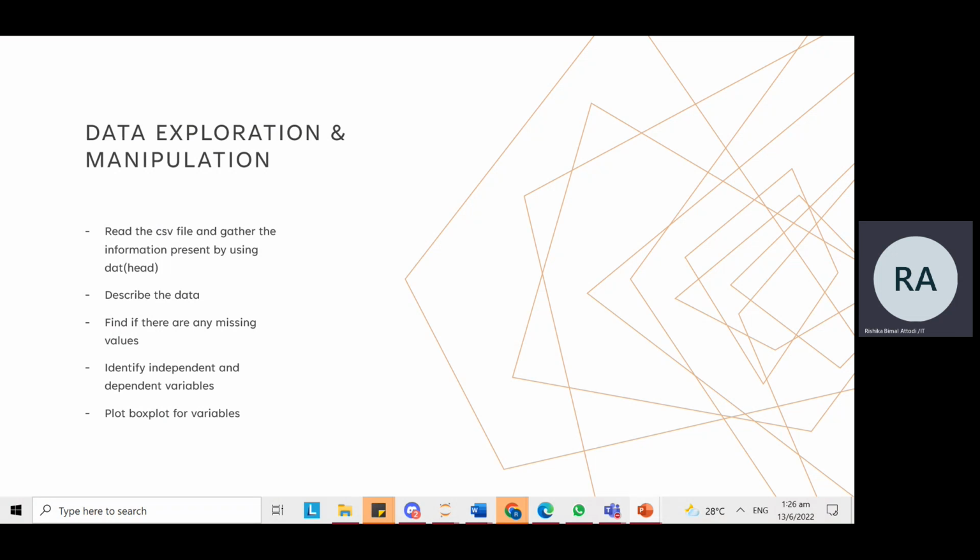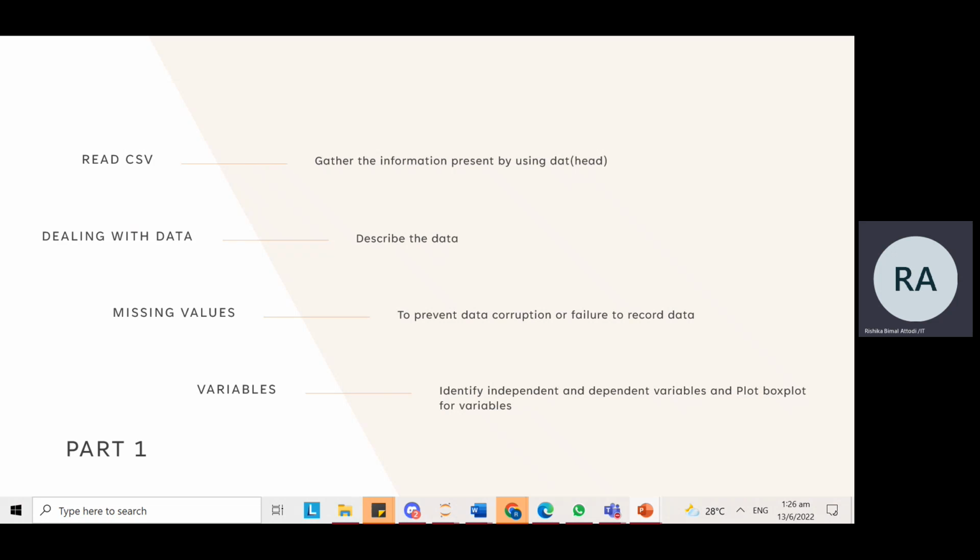This is data exploration and manipulation, where I'll be reading a CSV file, describing the data and finding if there are any missing values. I then identify independent and dependent variables and plot the variables I've selected. For the read CSV, I gather information presented by using data head. Dealing with data, I basically describe it.